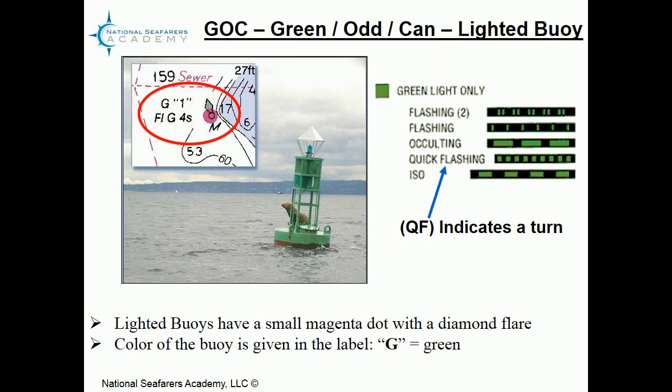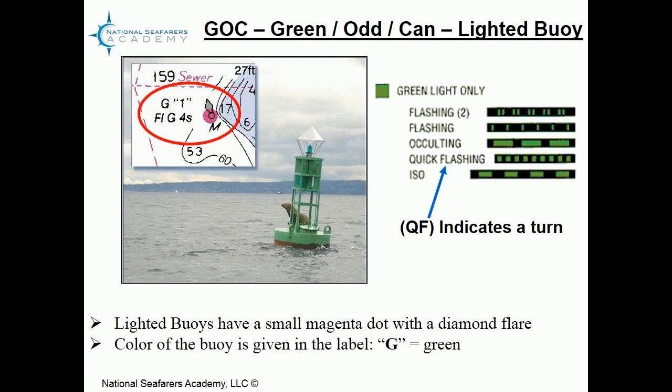Lighted green buoys are green in color, odd-numbered, and are can-shaped. On a nautical chart, green lighted buoys have a small magenta dot with a green diamond flare. In this case, the color of the buoy is given in the label, G equals green, with a flashing green light, with a 4-second interval.